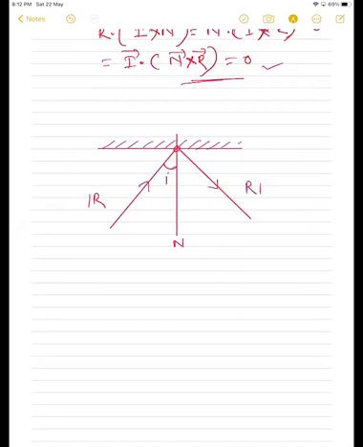This is the reflected ray. This is R. If the reflecting surface had not been there, the ray was supposed to go straight, in a straight line, rectilinear propagation of light. You know, light travels in a straight line path. Due to the presence of this surface, the ray gets deviated by this much angle.